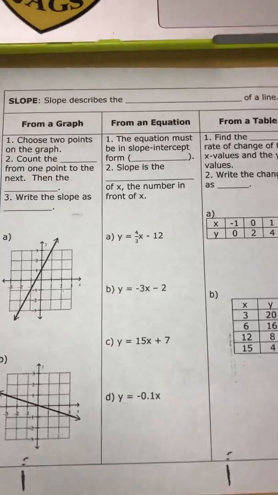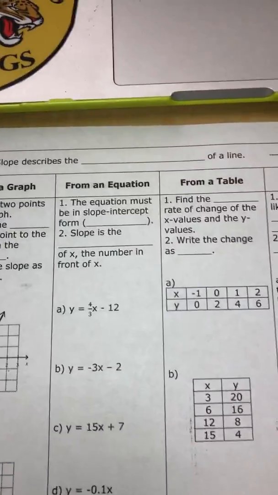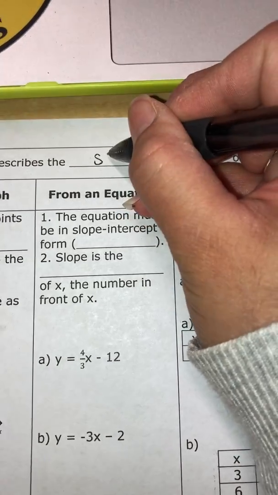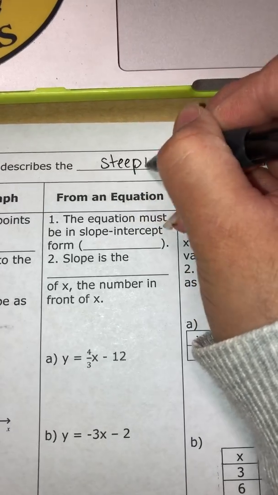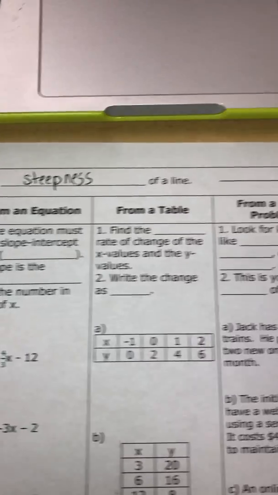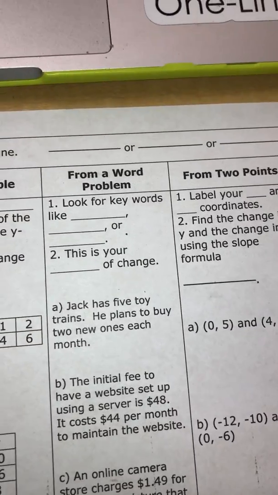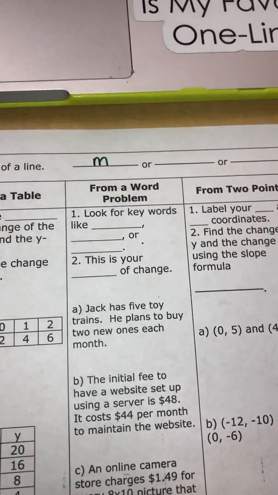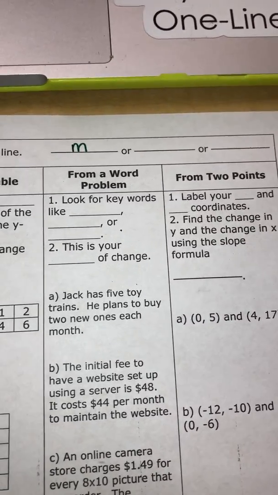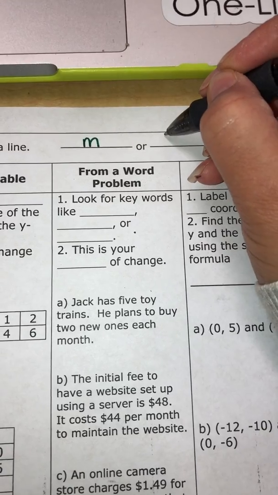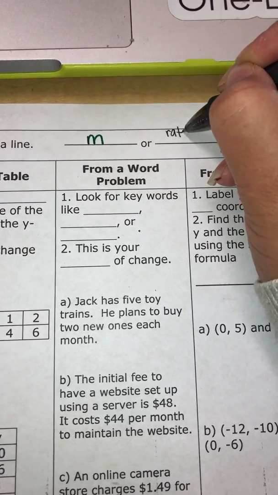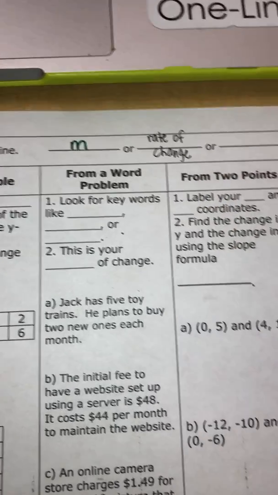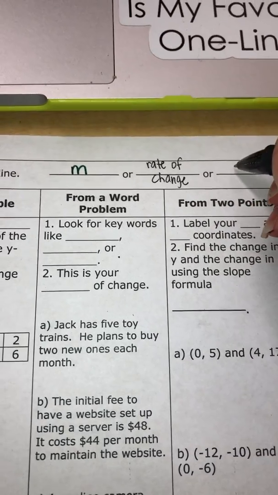So let's start again. We said slope describes the blank of a line, the steepness of a line. We also learned that slope has a lot of different names. First of all, it is the m in an equation, y equals mx plus b. We know slope can be referred to as rate of change. And the most common one that you guys know is rise over run.